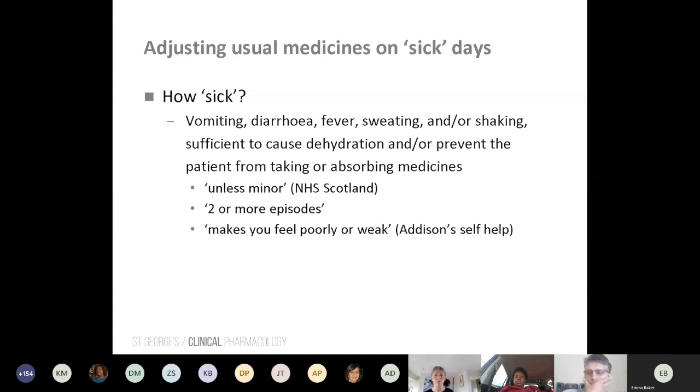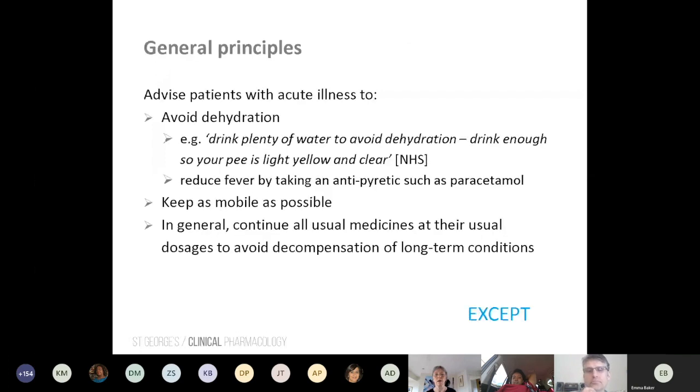So that's sort of how sick, but it's difficult to judge exactly when you need to adjust your medicines. So what are the general principles? As always with prescribing, it's not rocket science, and I'm sure you all do this far better than I do. Advising people to avoid dehydration seems to be the most important thing. NHS advice to patients is to drink plenty of water so the pee is light yellow and clear, and of course, reduce fever by taking an antipyretic such as paracetamol.